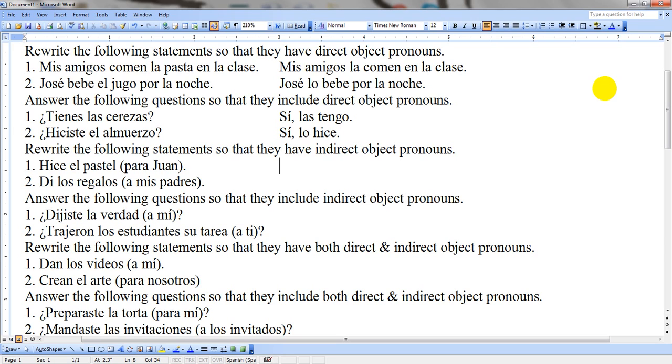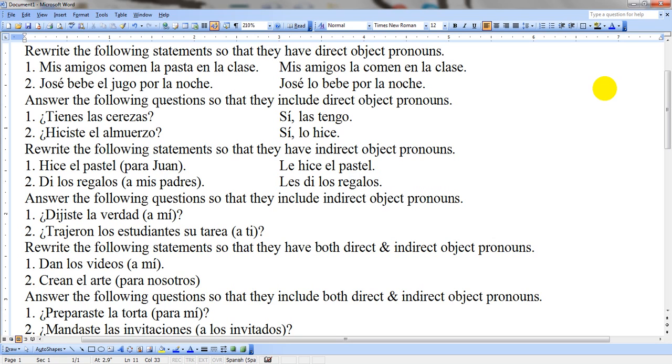All right, this one, rewrite the sentences. They have an indirect object. So who or what is indirectly receiving the action of the making in the first sentence? Well, Juan is. So Juan will change to le. And my new sentence will be le hice el pastel. The second one, my parents are indirectly receiving the action of the giving. The sentence says, I gave the gifts to my parents, if you weren't sure. So it'll become les, and I have les di los regalos.